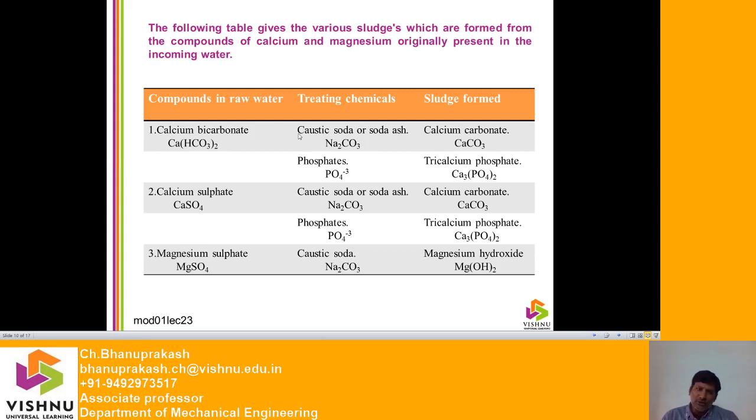See here, the compounds in raw water are calcium bicarbonate, calcium sulfate and magnesium sulfate. What are the treating chemicals here? For example, if you take calcium bicarbonate, what is the treating chemical? Caustic soda or soda ash, that is Na2CO3. When this chemical is added to the calcium bicarbonate in the raw water, what type of sludge will be formed? That is calcium carbonate, CaCO3. If phosphate is added, then tricalcium phosphate sludge will be formed.